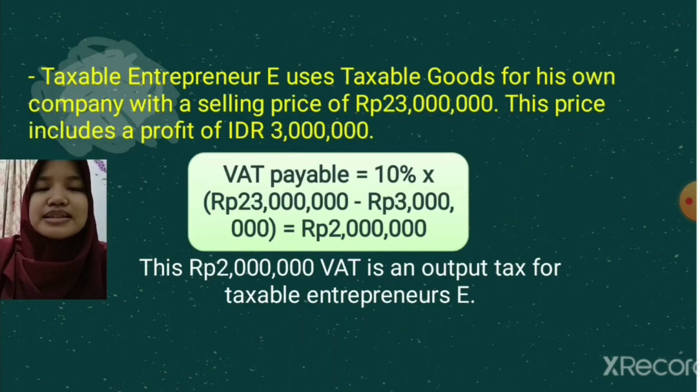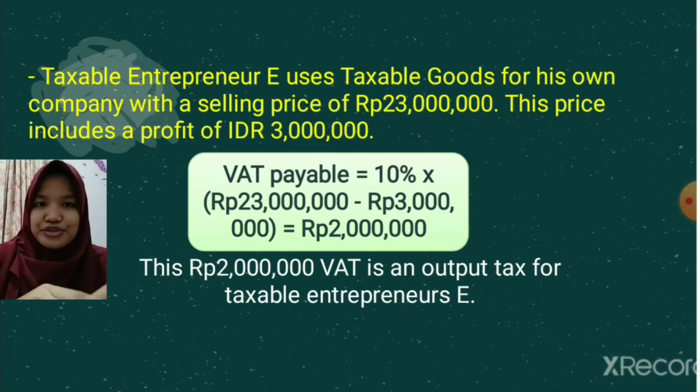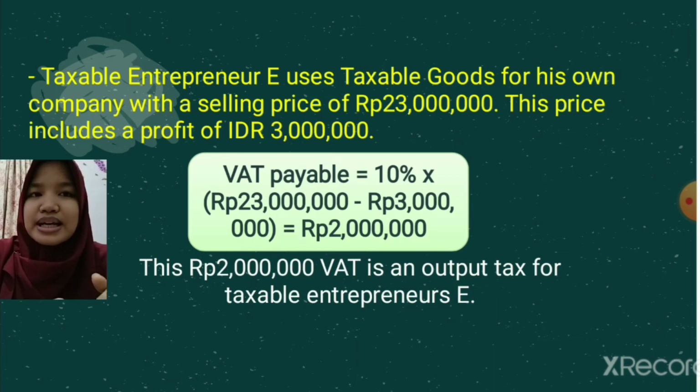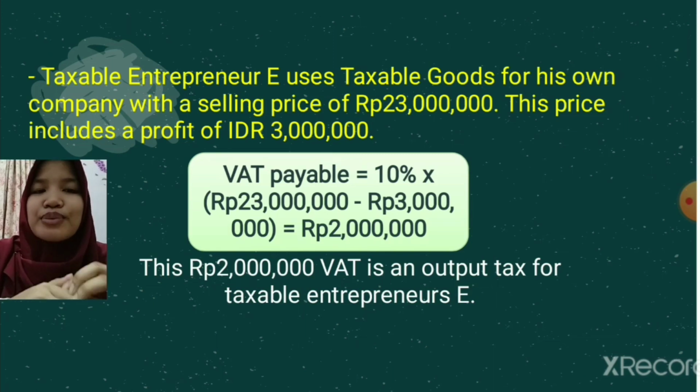The next example is taxable entrepreneur E uses taxable goods for his own company with a selling price of 23 million. This price includes a profit of 3 million. Like I said before, if we get a question like this, we have to know the real value first. The real value is 20 million. Why? Because 3 million is the profit. So VAT payable, same like the tariff before, is 10% multiplied by 20 million, we get 2 million. So 2 million is the VAT output tax for taxable entrepreneur E.